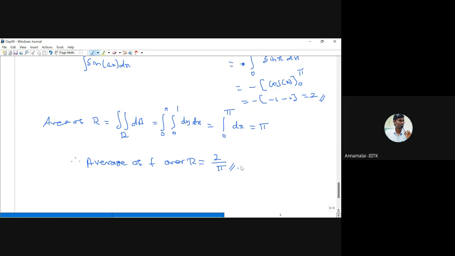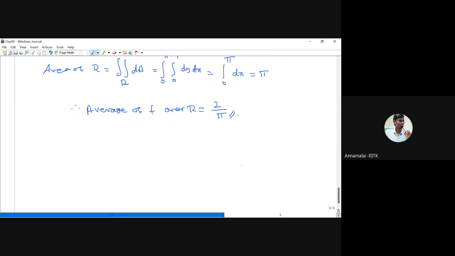Now, we have some other thing. We have to change the Cartesian coordinates into polar coordinates. Sometimes it's very difficult to integrate if you keep x and y. So if you change x and y in terms of r and theta, we can easily evaluate the integration. So that is double integrals in polar form.